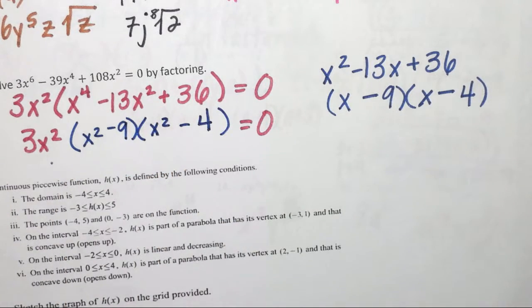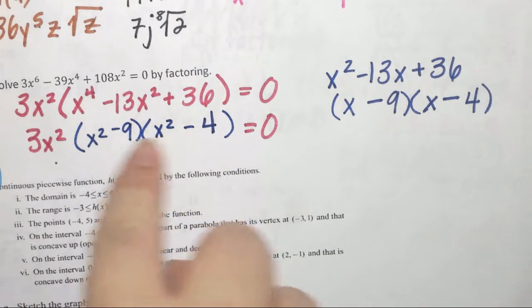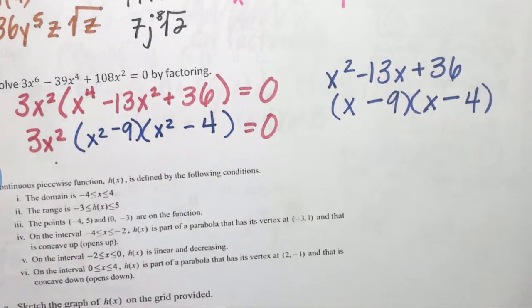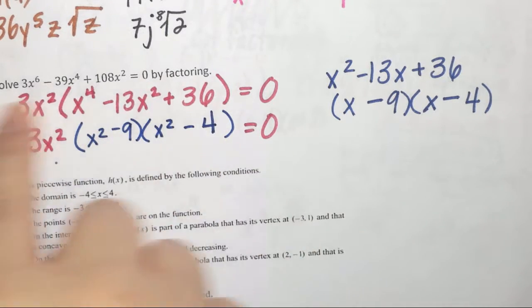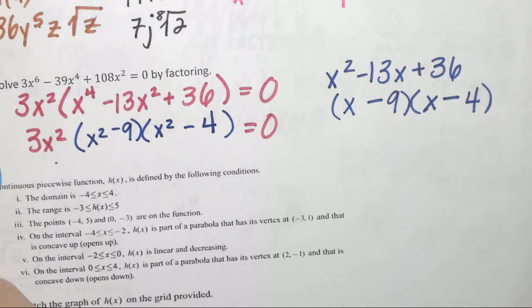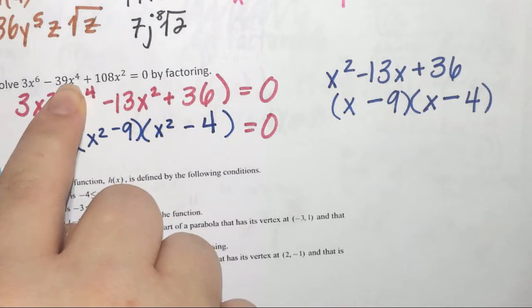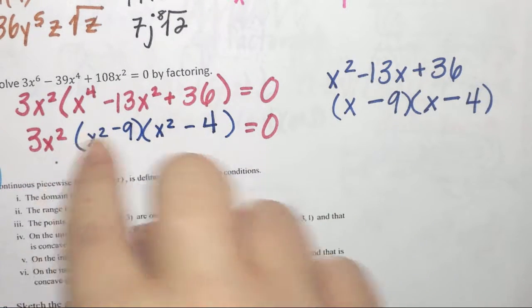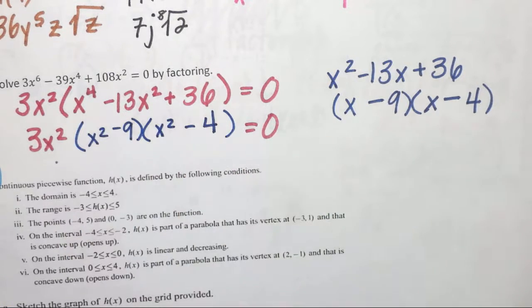And if you're questioning me, let's FOIL it out really fast in our head. X to the 4th minus 4x squared minus 9x squared. Well, that's minus 13x squared. And then negative 9 times negative 4 is positive 36. So this is correct. X squared times x squared is going to be x to the 4th. I broke up the x to the 4th into 2 x squareds. And then I'm checking myself, and when I FOIL it out, it does end up being that thing in red.